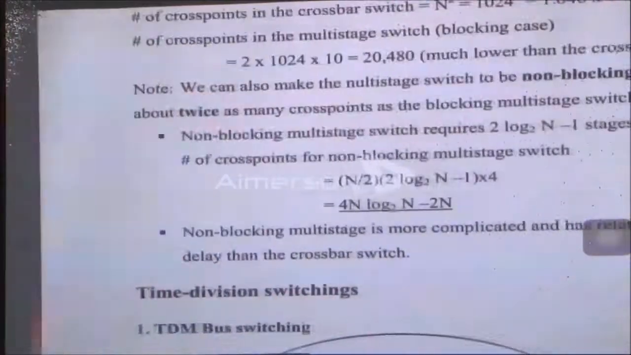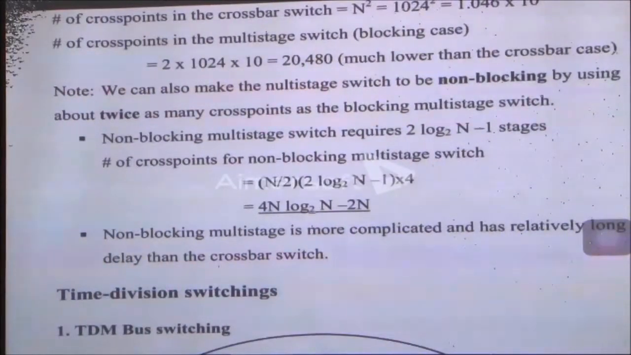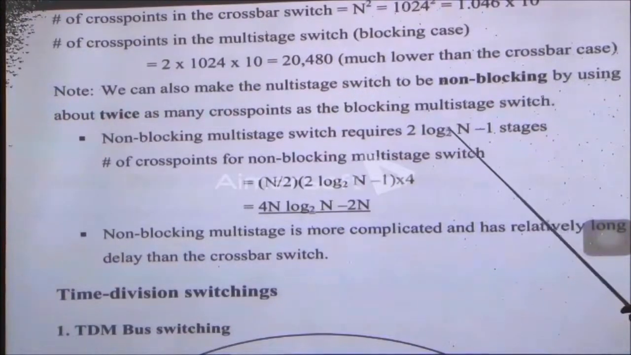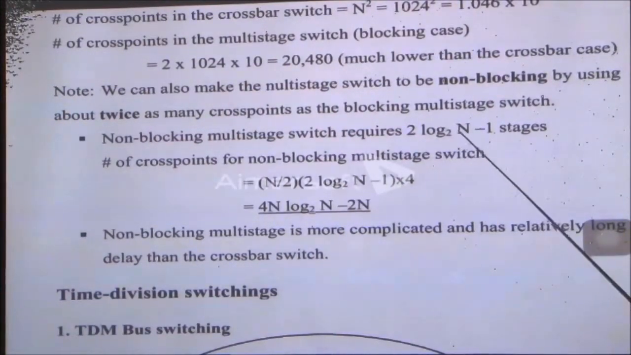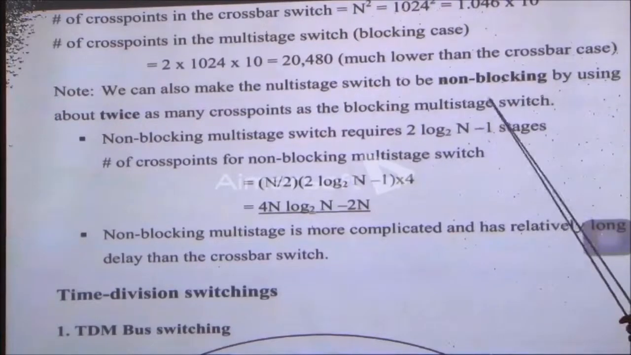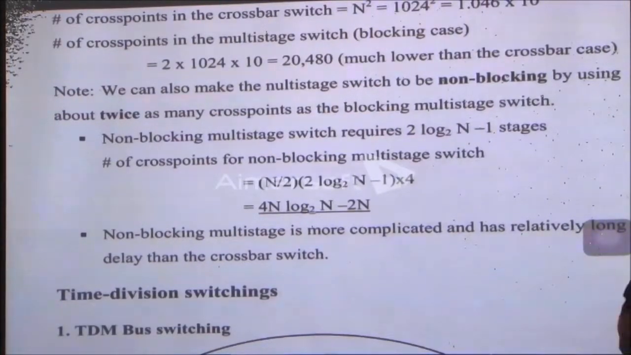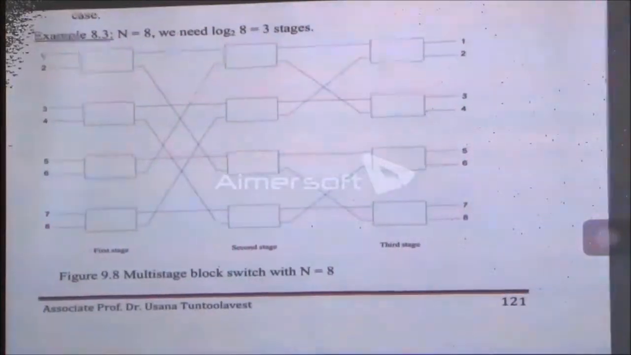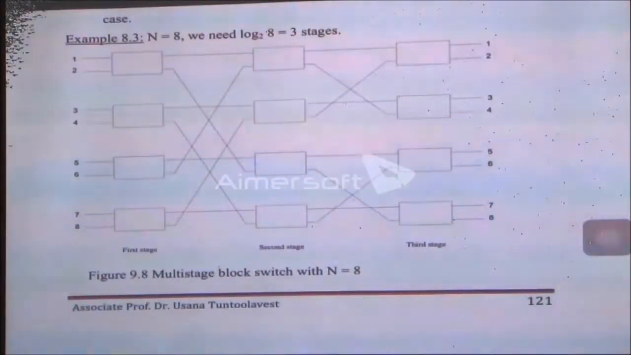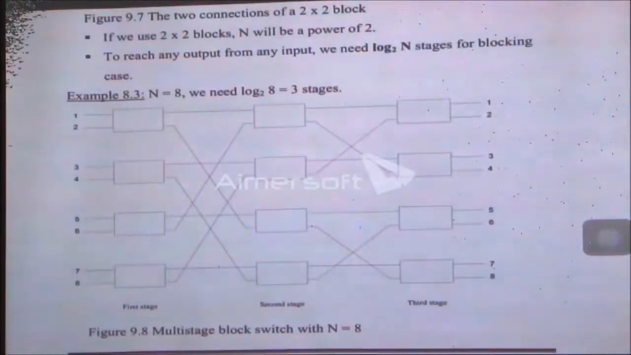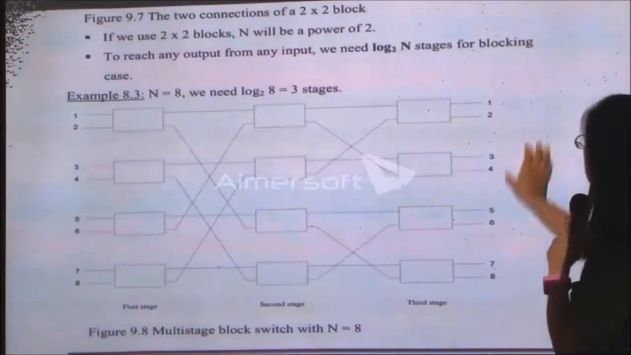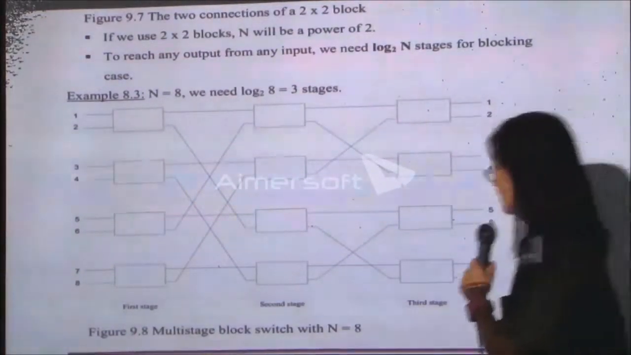If we put it in the formula here, if n equals 8, log base 2 of 8 is 3, multiplied by 2 is 6, minus 1 is 5. So you will have to have 5 stages if you want a non-blocking switch. So 5 stages here. So you have another 2 sets here.